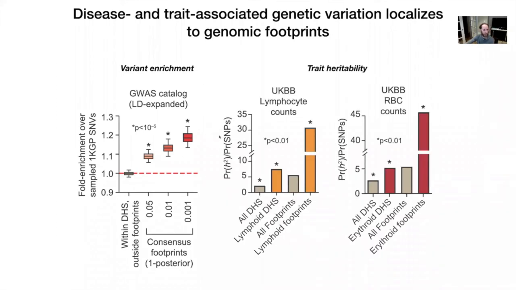To gain a more accurate view of the enrichment of trait-associated variants in footprints, we compared the SNP-based trait heritability of individual traits. We did this using summary statistic data from individual GWAS studies from the UK Biobank. We applied partitioned LD score regression to compute the relative heritability of these variants within all DHSs versus footprints.